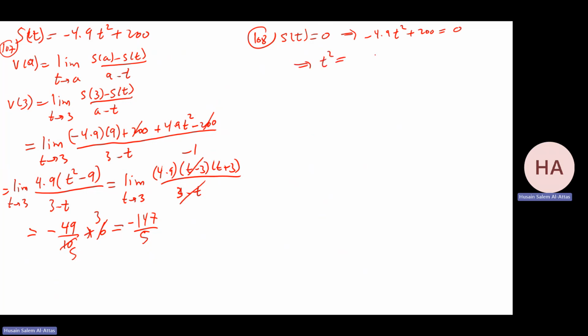This is t squared equal to what? 200 over 4.9, and over 200 times what? This is 49 over 10, right? So times 100 over 49, which is a strange number. 20000 over 49. This is t squared. So t is what?